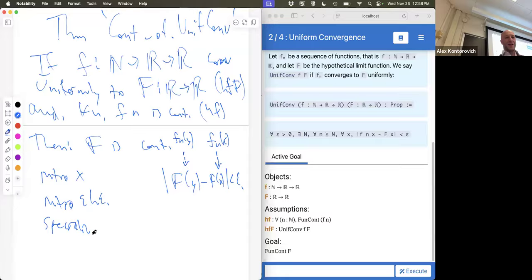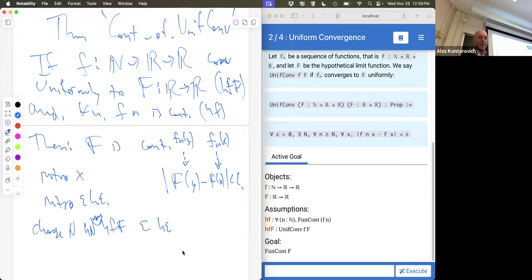Let's specialize, what was this called? The uniform convergence, HFF. So this says for all epsilon, there exists an N. So let's feed it epsilon. Let's feed it the positivity of that epsilon. And that'll give us a capital N. So actually, we don't want to specialize. We want to go straight to choose. Choose N, HN using this.